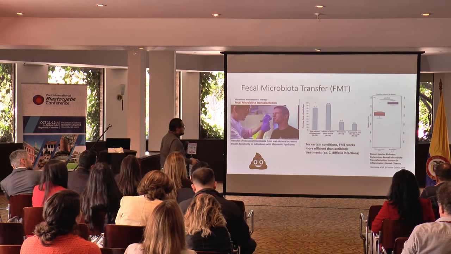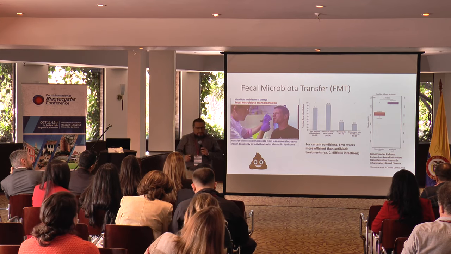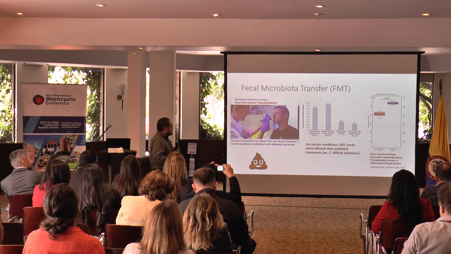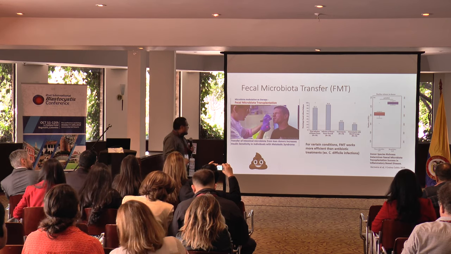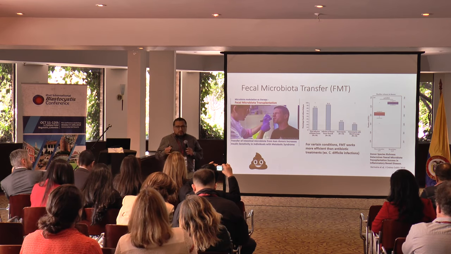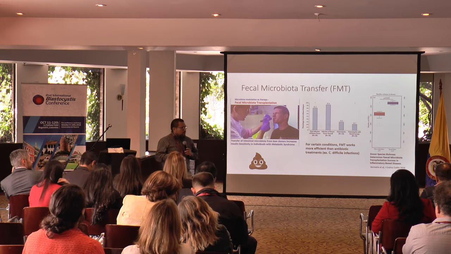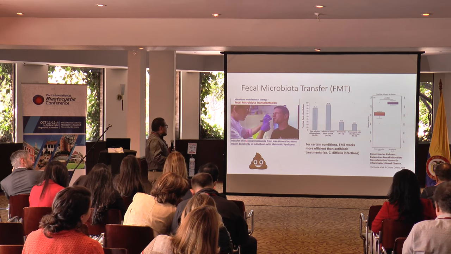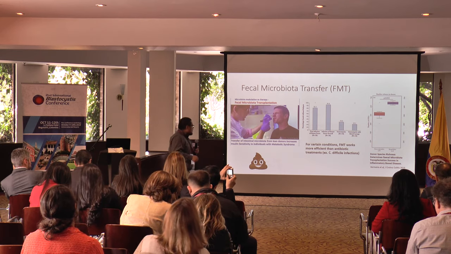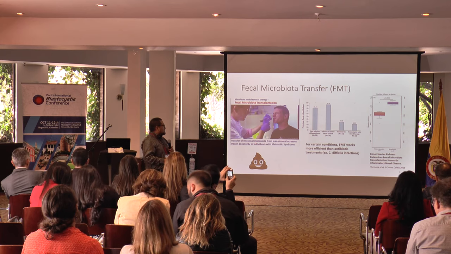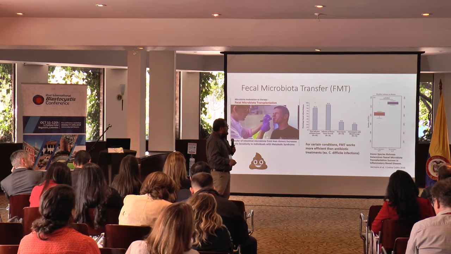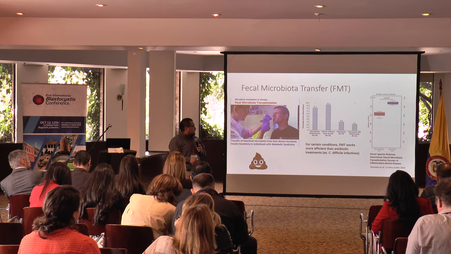Now, as Rune was mentioning, one of the most promising areas in the microbiome where we are having good results is FMT, for example. But what does FMT mean? It's the transfer of a stool sample from a healthy donor to a patient that has an intestinal disorder. For example, in the case of people with metabolic syndrome, the transfer from lean donors increases insulin sensitivity in these individuals. In the case of, for example, infections with Clostridium difficile, we see that FMT works much better than antibiotics.